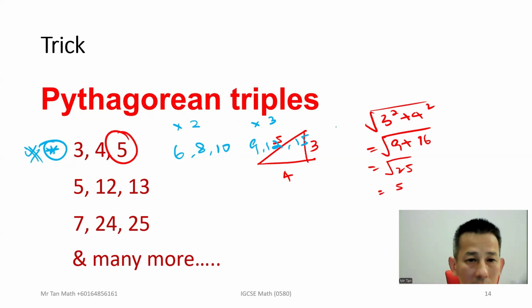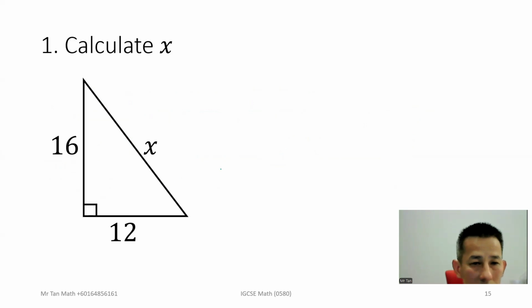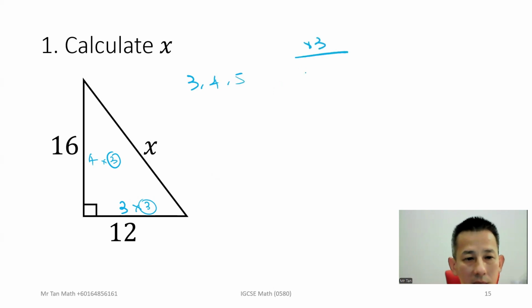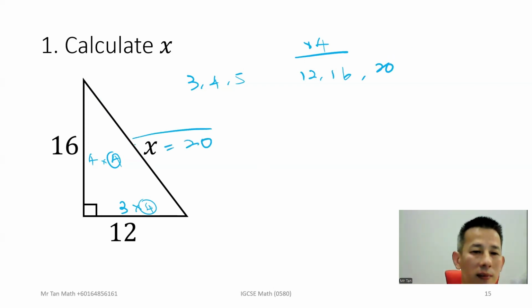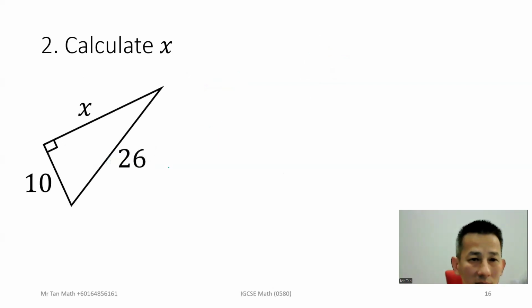Let's try this trick. Calculate x. This is a right angle triangle, and if you notice, this is 3, this is 4. This is a 3, 4, 5. When you times 4, you get 4, 12, 16, and 5 times 4 is 20. Therefore, your x is equal to 20. No need to calculate.